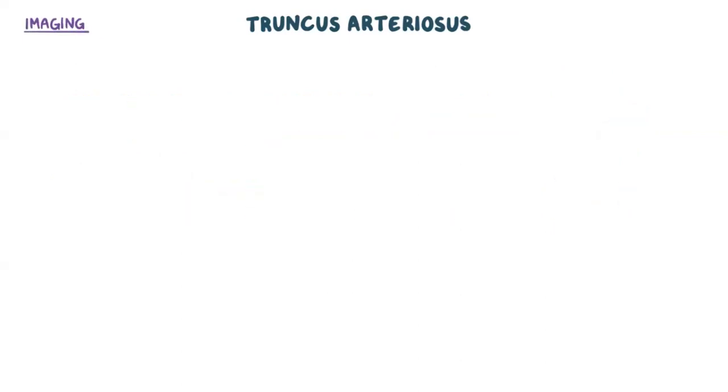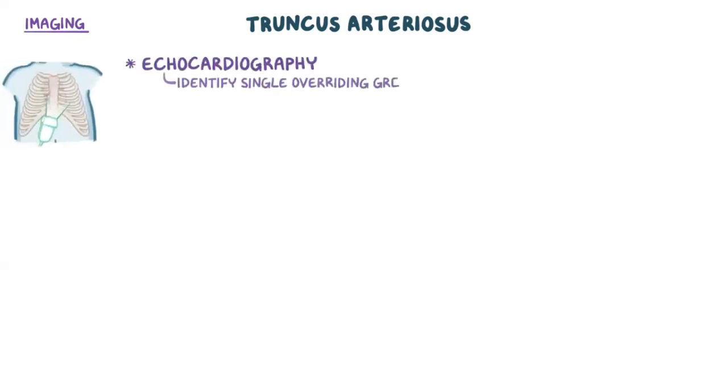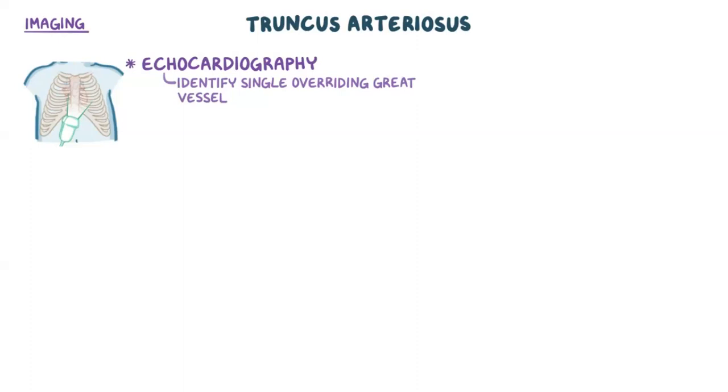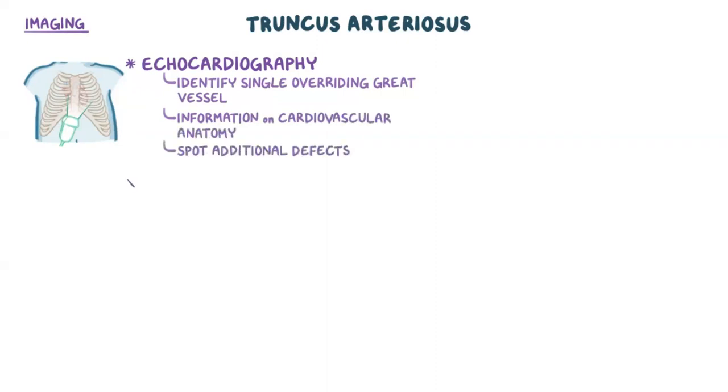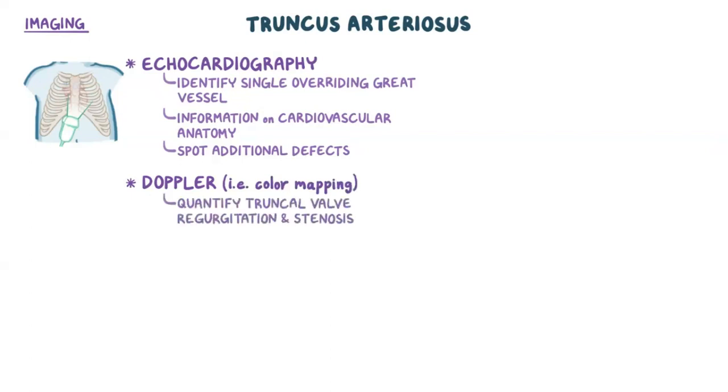Imaging-wise, postnatal diagnosis is made by echocardiography, which can identify the single overriding great vessel arising from the heart, typically from a subcostal long-axis view. It also provides information on the cardiovascular anatomy and can spot any additional defects. Doppler techniques such as color mapping can quantify the degree of truncal valve regurgitation and stenosis.